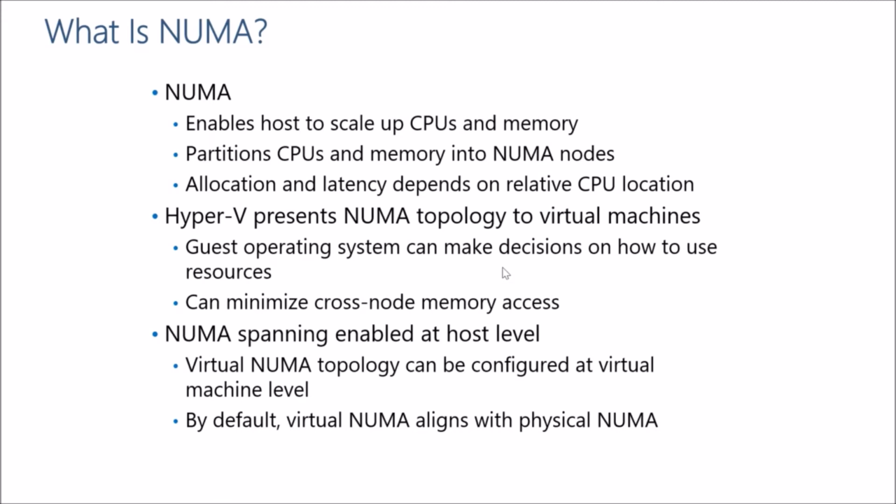cross-node memory access, which means the memory of one virtual machine cannot be accessed by another virtual machine, obviously for security and stability reasons. There's NUMA spanning, which enables that at the host level. Virtual NUMA technology can be configured at the virtual machine level, and by default, virtual NUMA aligns with that of physical NUMA.